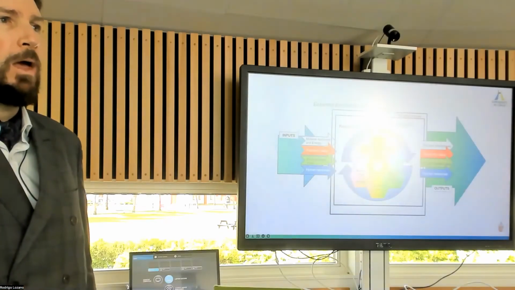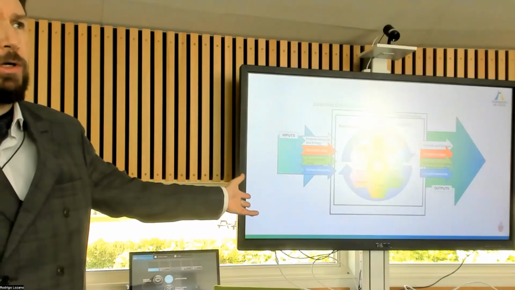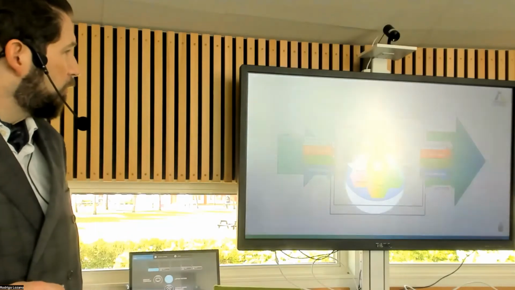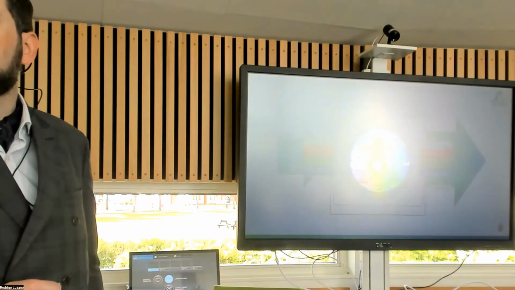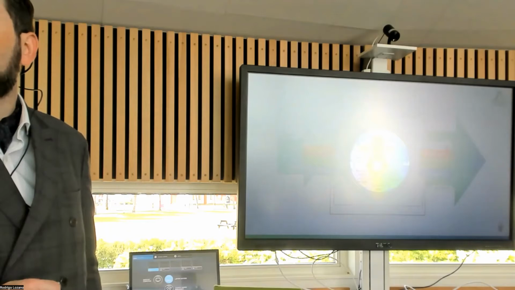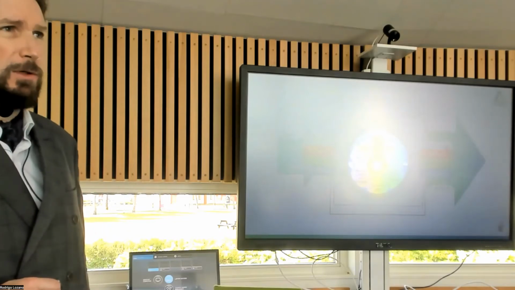Which one is more important? Which one should be in the center? Well, it depends on the context of the organization. In this case, if it's a manufacturing company, most probably operations is in the center. But if you're talking about a hospital, maybe not. Maybe services should be there.